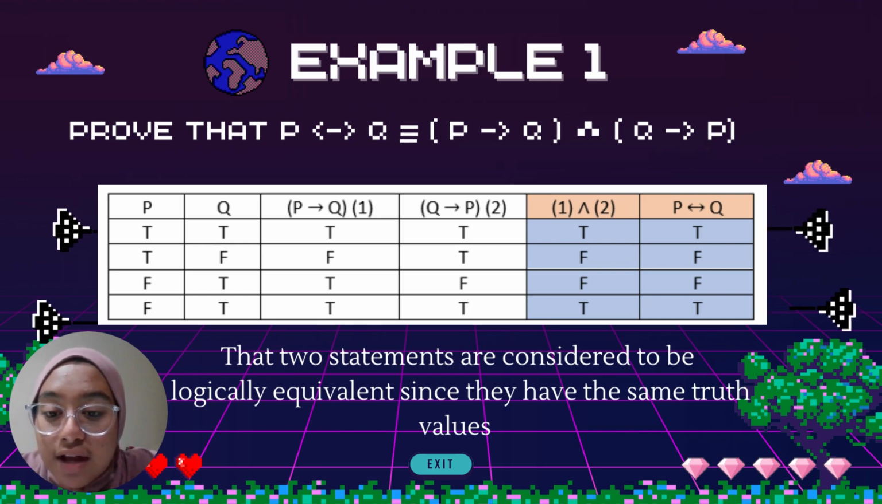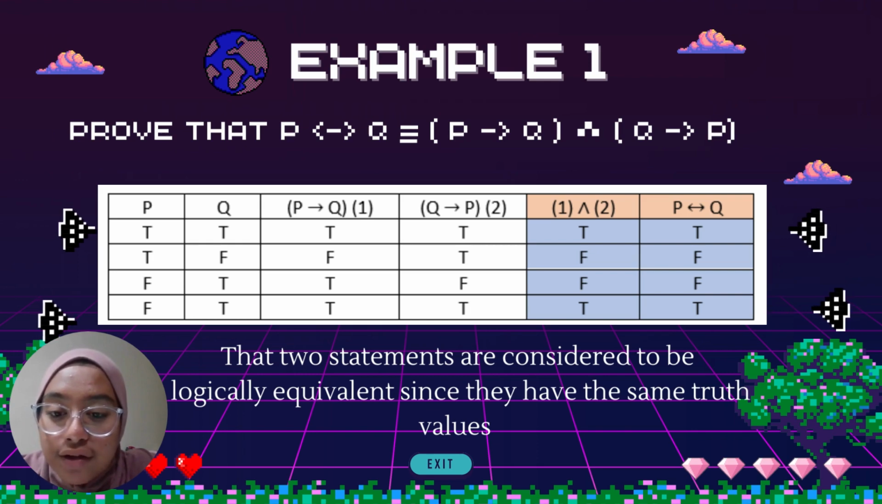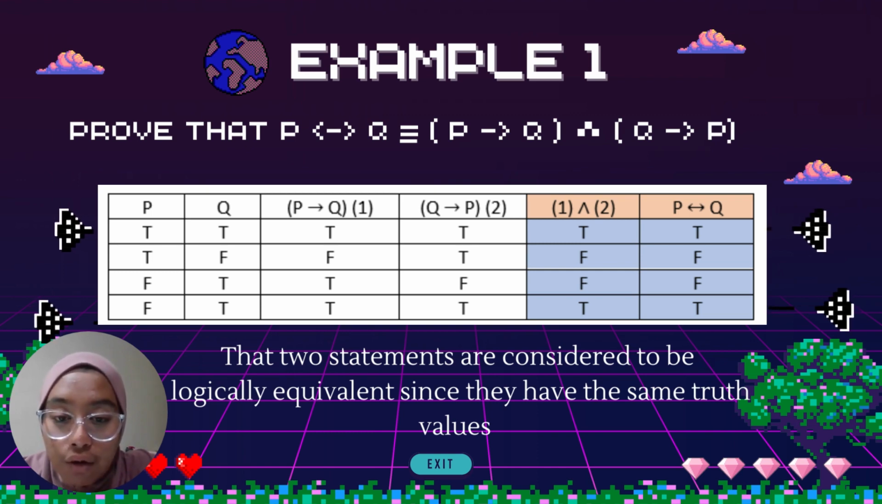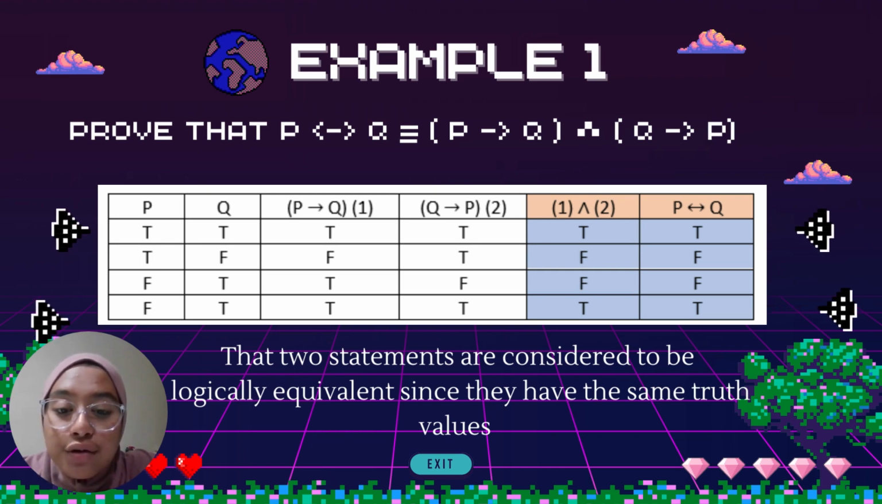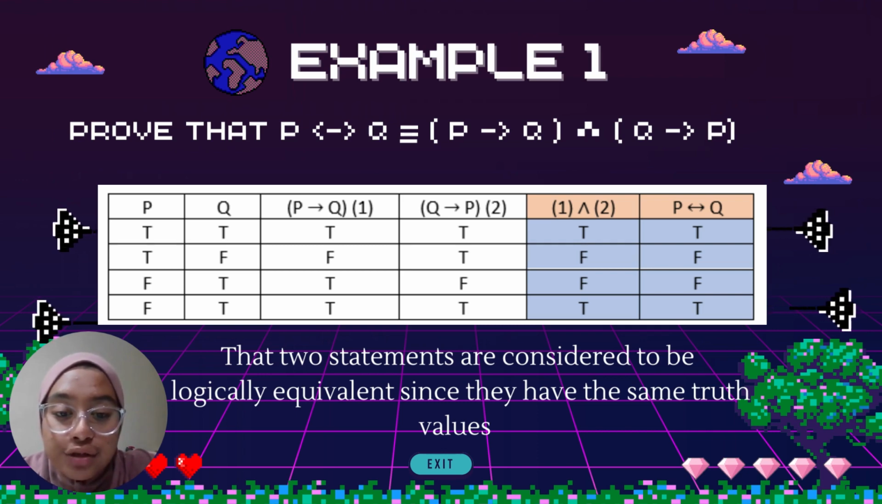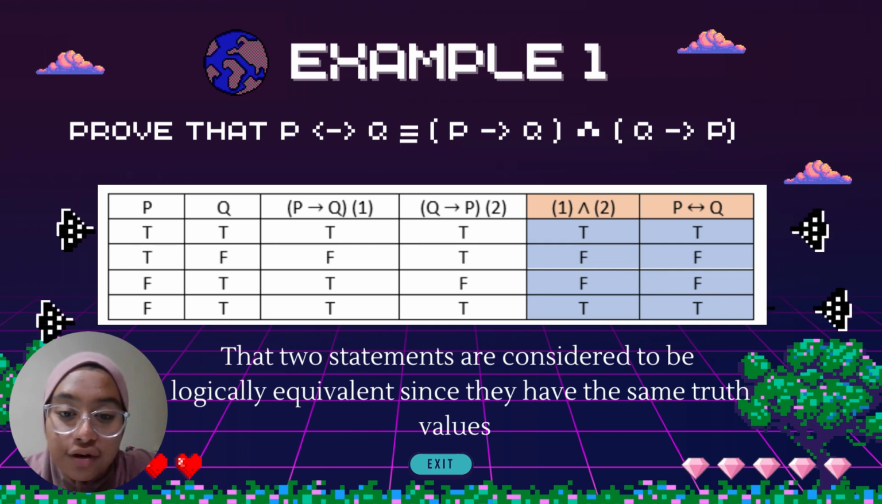So the truth value of P is true, true, false, false. However, truth value of Q is true, false, true, false. The truth value for P implies Q, and we label it as 1, is true, false, true, true. However, the truth value of Q implies P, and we label it as 2, is true, true, false, true. And 1 and 2 is true, false, false, true. So all of that is for the right hand side.